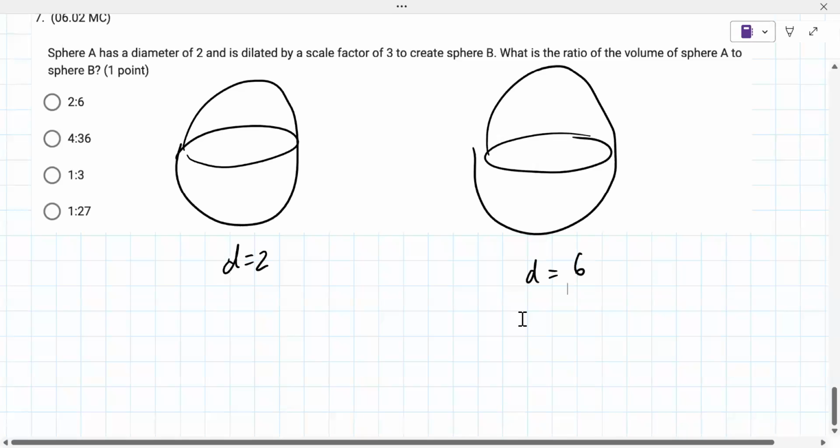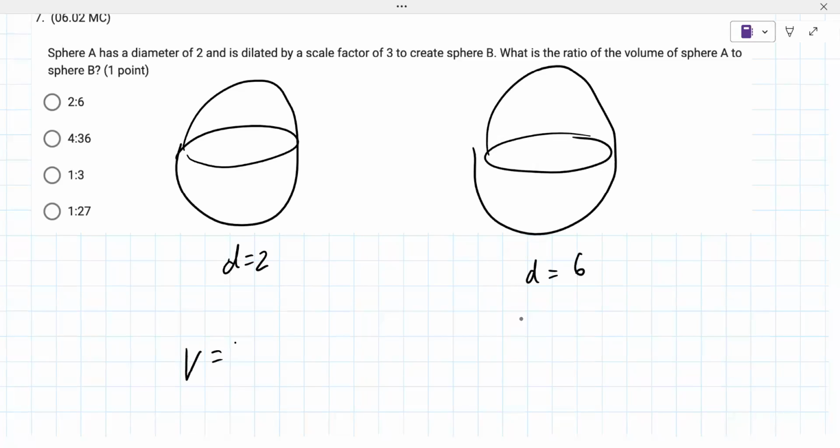So the volume of the first one is 4/3 pi r cubed. Volume of the second one is 4/3 pi r cubed. Could you calculate the volume? So go ahead and just calculate that.